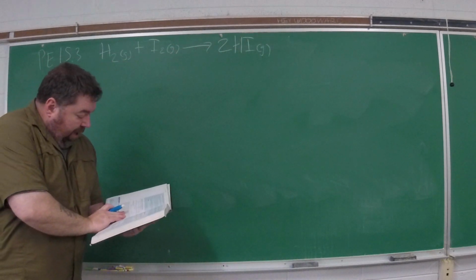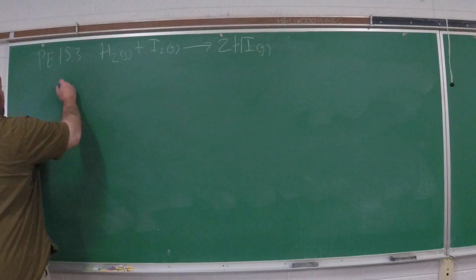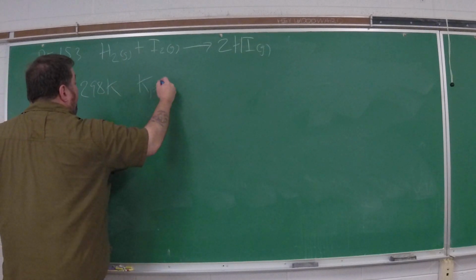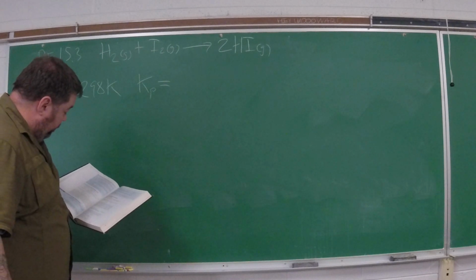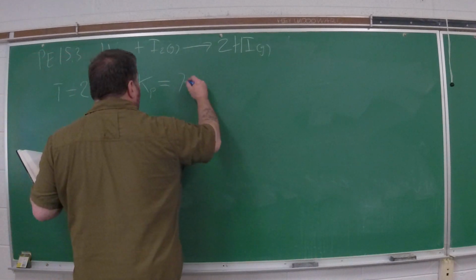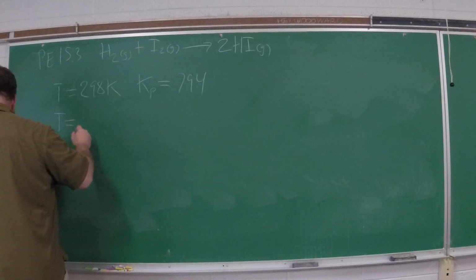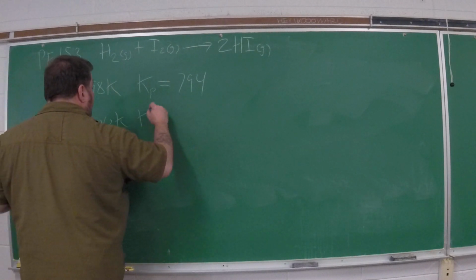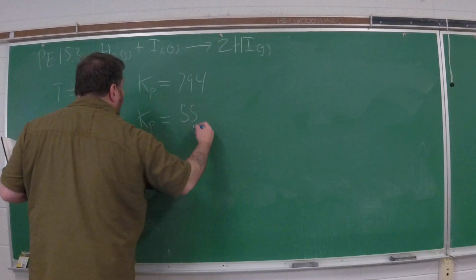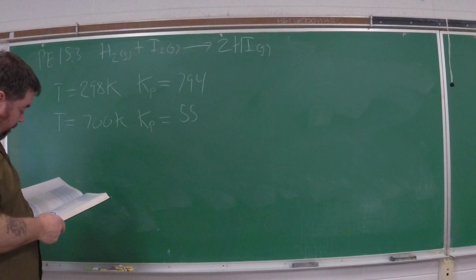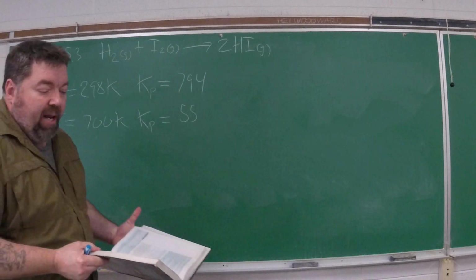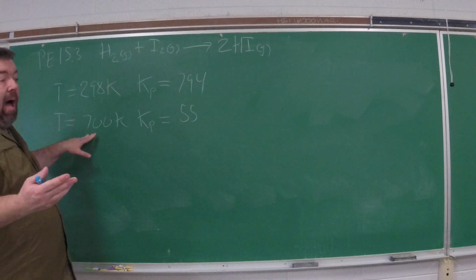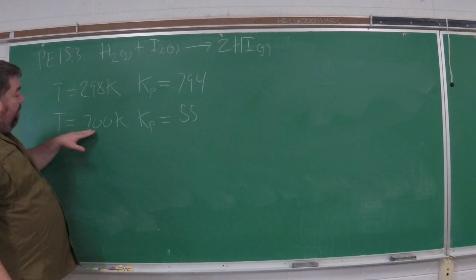Okay, and then it says at a temperature of 298 Kelvin, Kp equals 794, and at a temperature of 700 Kelvin, Kp equals 55. Right, Kp equals 55 is what it says. And then it asks, is the formation of HI favored at 298 Kelvin or 700 Kelvin?